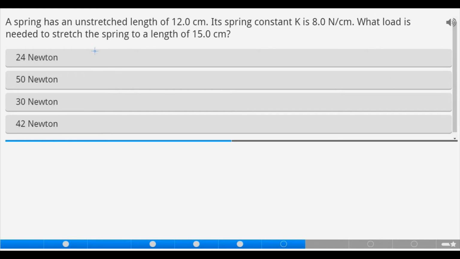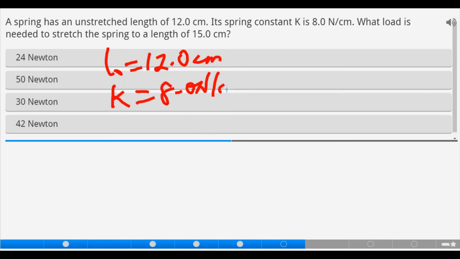Now, this is a little different from the former question. We have an unstretched length of 12 centimeters, that is L naught, 12.0 centimeter, and we have the stiffness constant or spring constant to be 8.0 Newton per centimeter. They're now asking for load, F. We don't know the value yet.